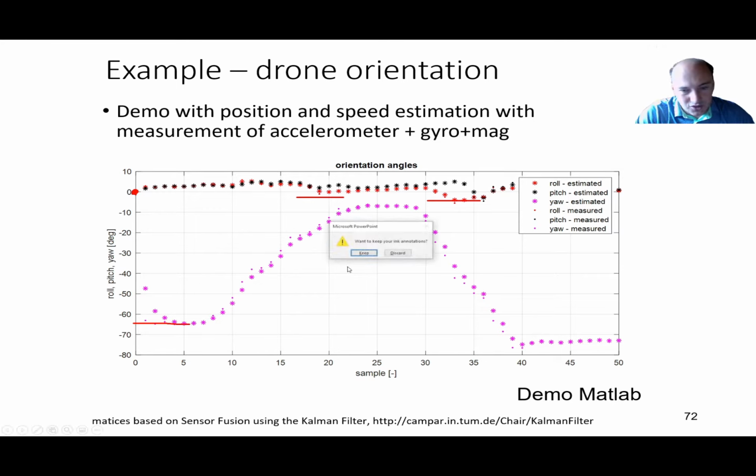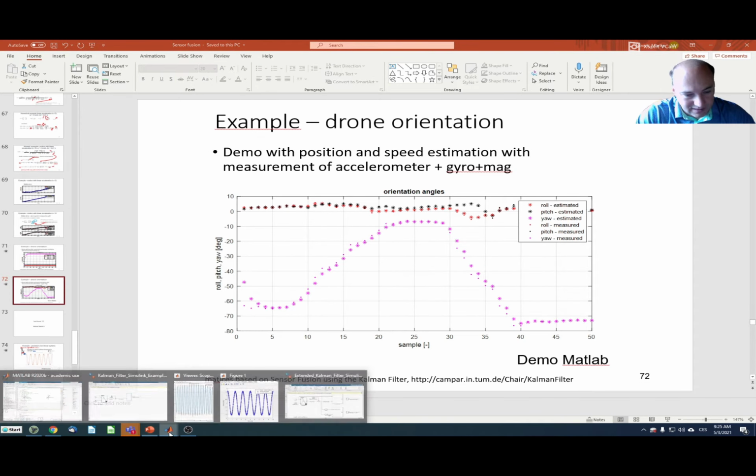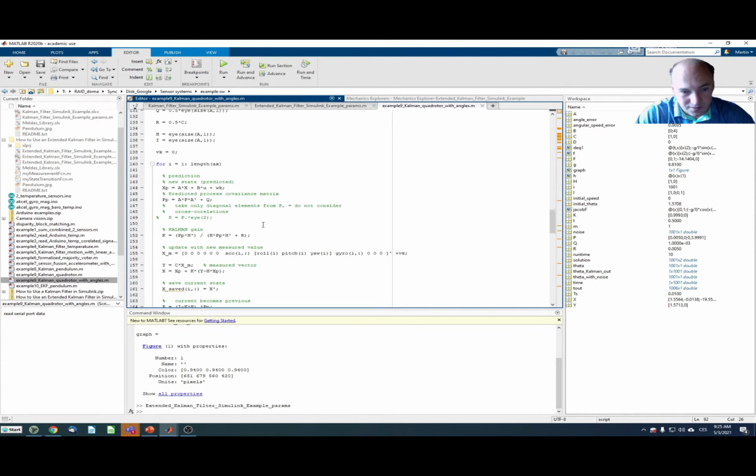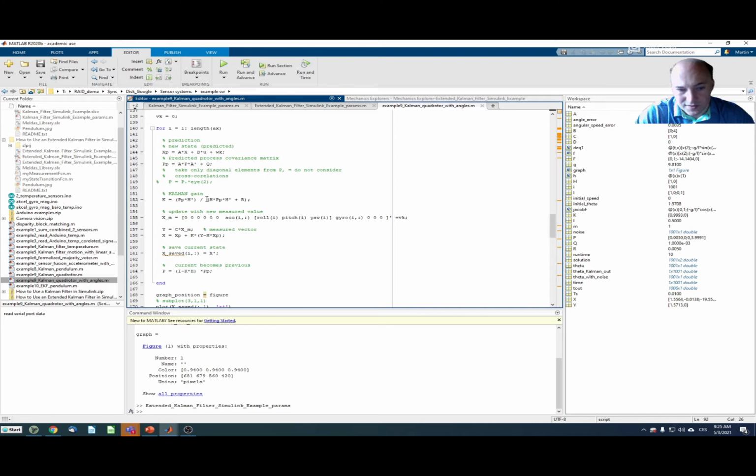Now let me show you how the MATLAB code actually changed, and you will see that it did not change at all, at least the MATLAB code for the Kalman filter. The code here is exactly the same as we've seen previously. I have just added that here I measure the angles that I obtained from the magnetometer and from the accelerometer, and here I added the gyro. This is the only difference, but I made it because I measure something else. I measure more variables, but the main code, this part and this part over here, is exactly the same as in all previous examples.